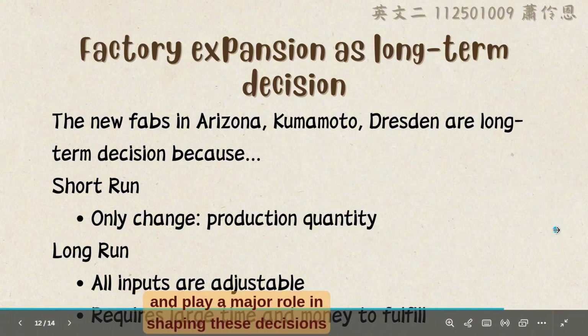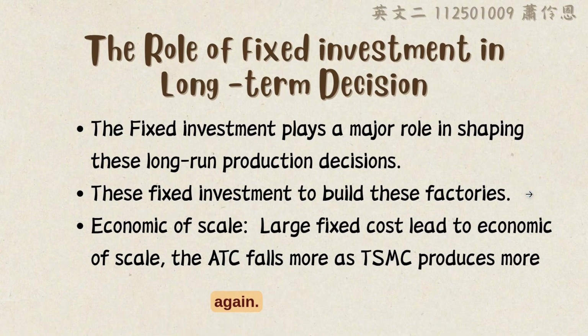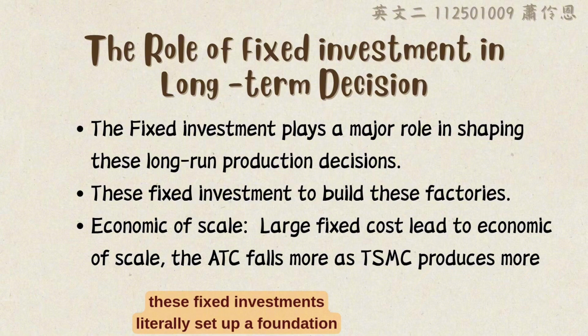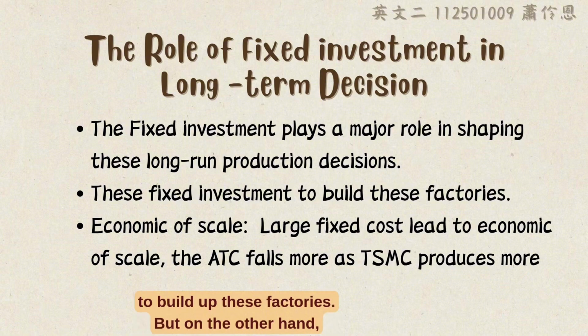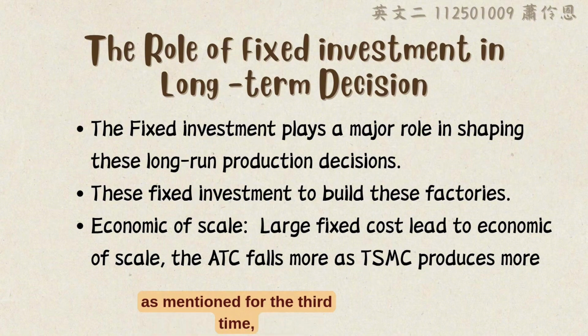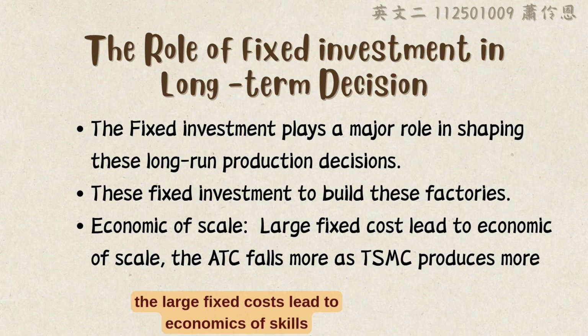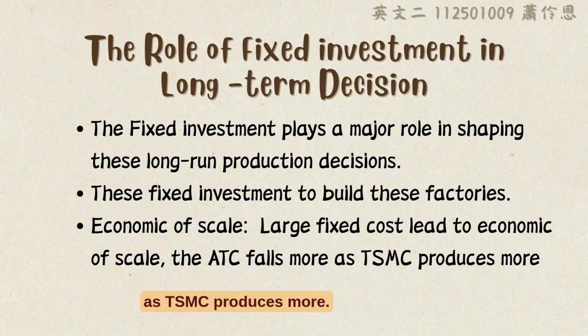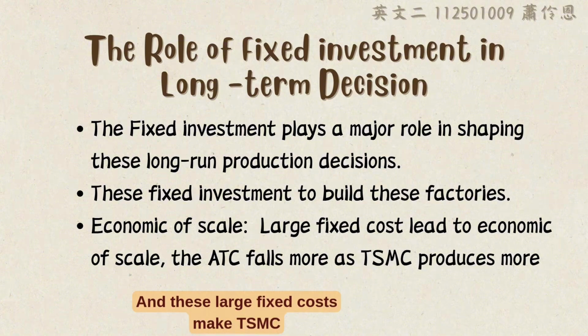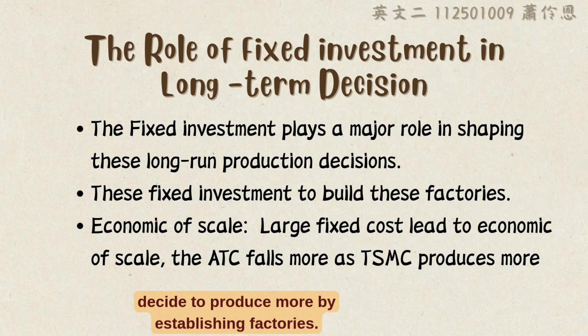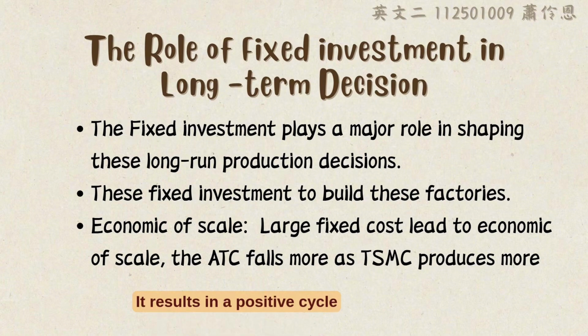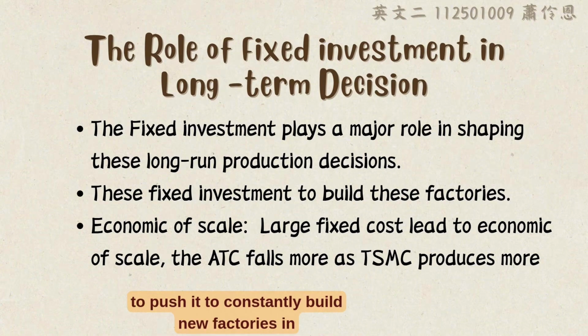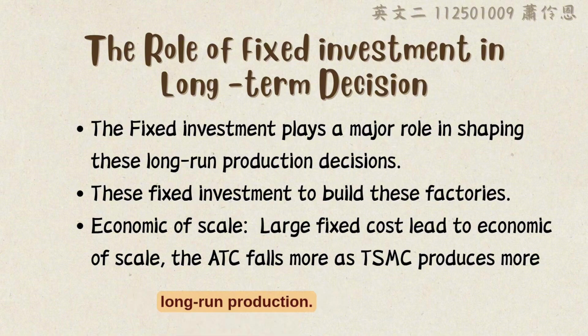And the fixed cost investments play a major role in shaping these decisions again. Because on one hand, this fixed investment literally sets up a foundation to build these factories. But on the other hand, as mentioned for the third time, the large fixed costs lead to the economies of scale phenomenon, in which ATC falls more as TSMC produces more. And these large fixed costs make TSMC decide to produce more by establishing factories. It results in a positive cycle that pushes it to constantly build new factories in long-run production.